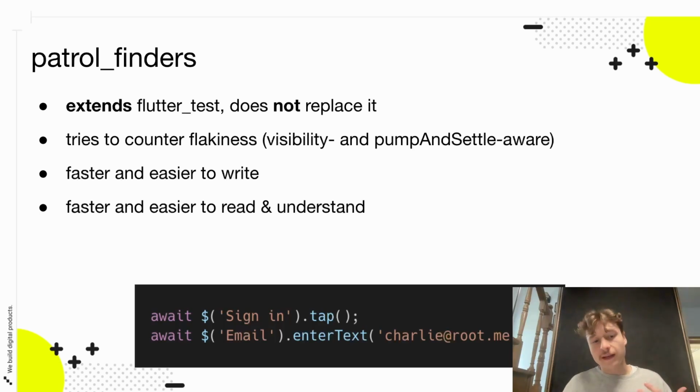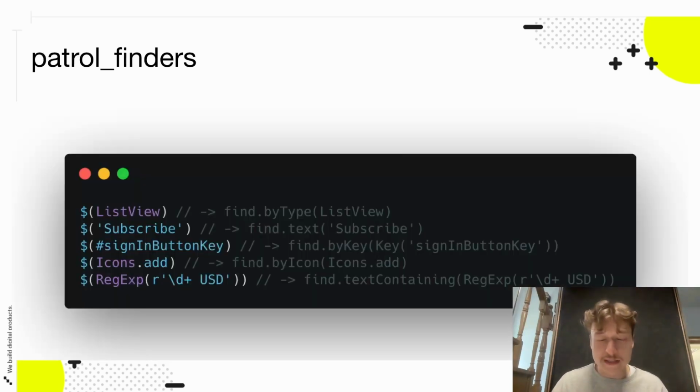And we try to just take advantage of this concise syntax that many frameworks that find views in UI testing also have, like you would use jQuery from the old times. So as you can see, we have this $ sign, which is a callable object, and if you call it with a type, you will have find by type. So you have a list view finder. If you call it with a string, you have find by text. If you call it with a symbol or a key object, you have find by key. If you call it with icon data, you have find by icon. And if you call it with a regular expression, you have a find text containing.